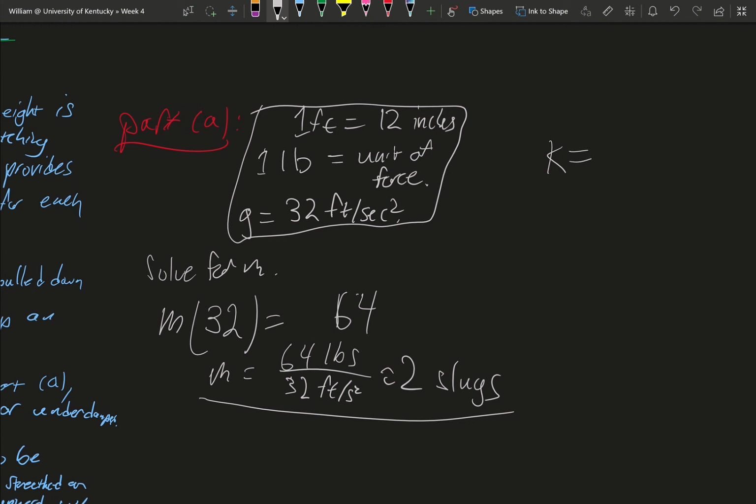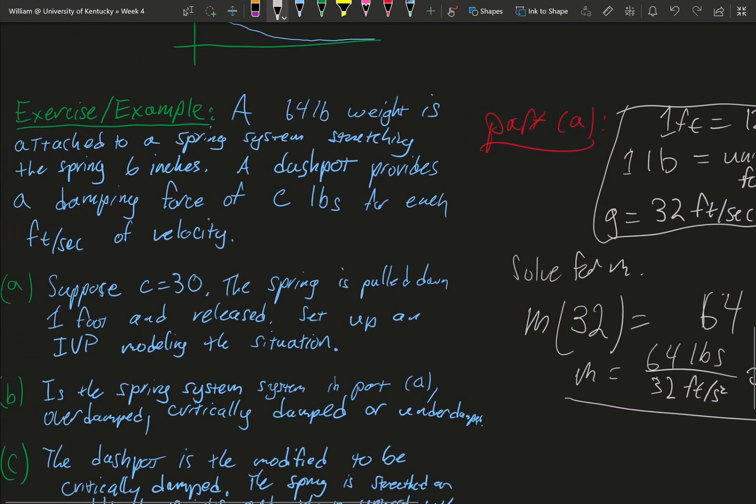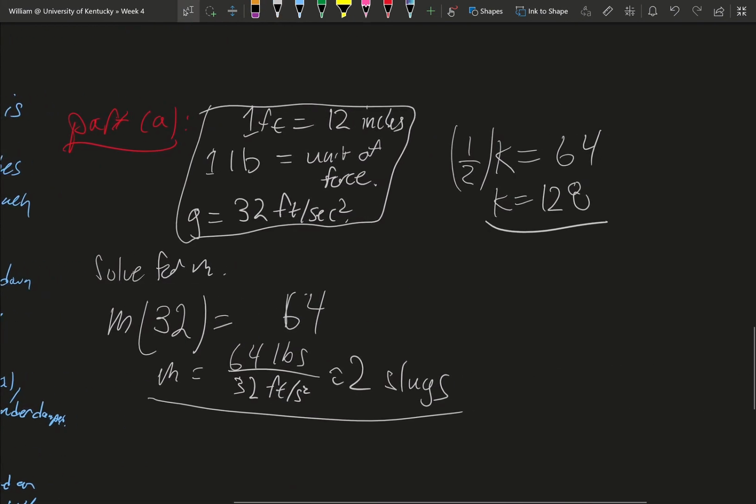We have that our displacement times k is equal to our force, which is 64. So 64 equals k times 6 inches, so half a foot, and k equals 128. We're just told that our c is 30, so we can at least set up part of our answer. We have 2y double prime plus 30y prime plus 128y equals 0.